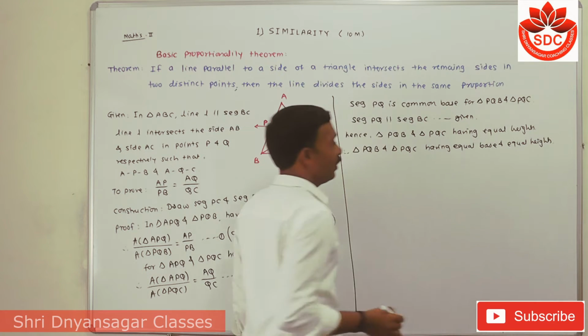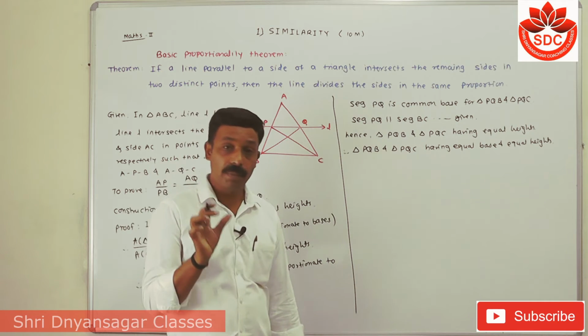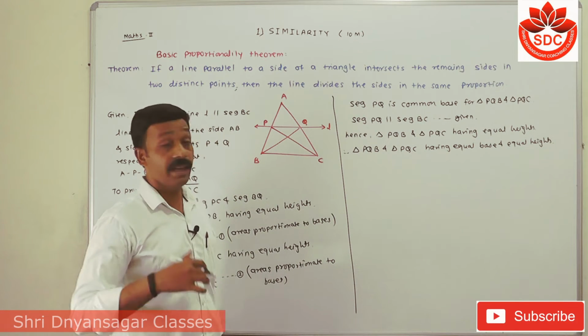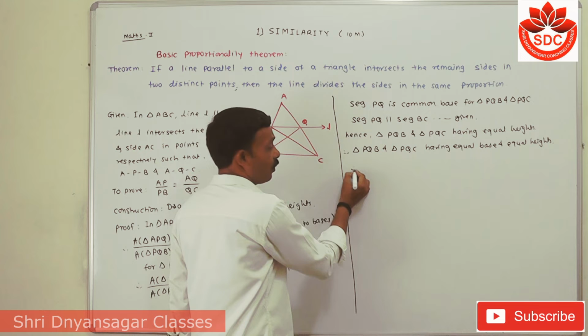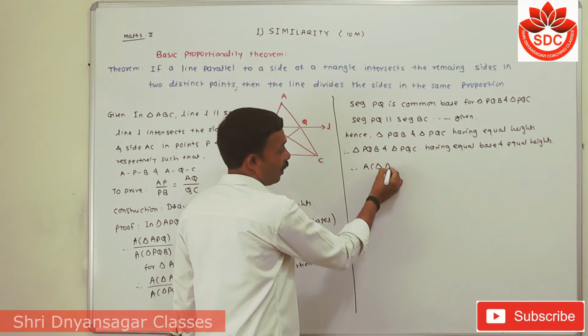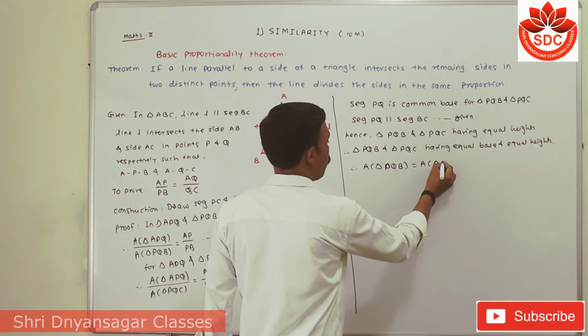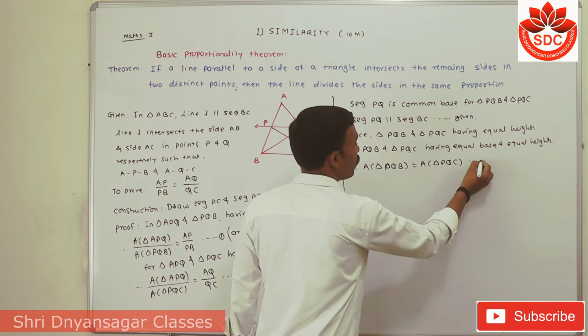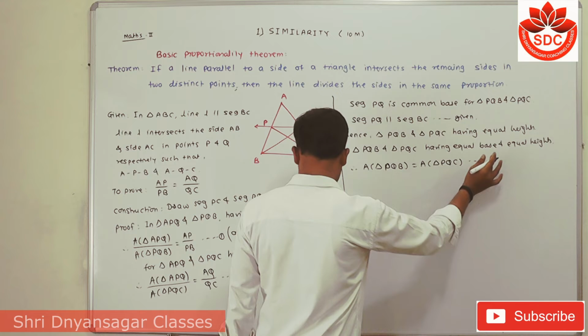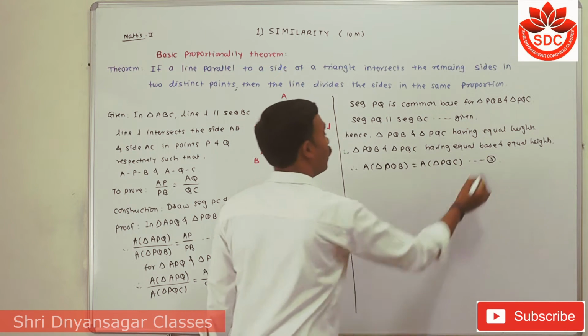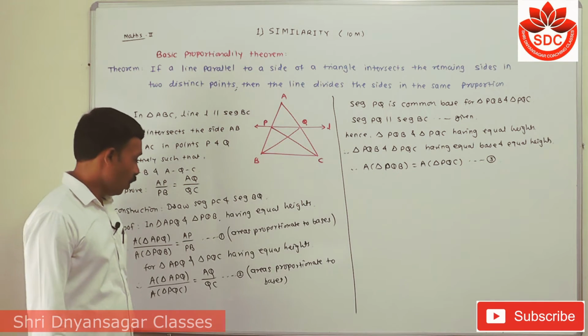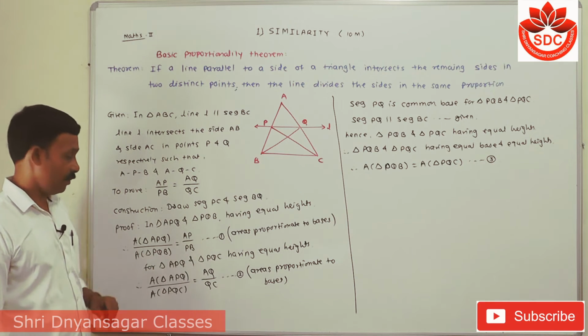Student, I tell you that if the triangles having equal base and equal height, then their areas also equal. So I have to take this area of triangle PQB is equals to area of triangle PQC. Suppose that this is our equation number third. Then observe carefully first, second and third.